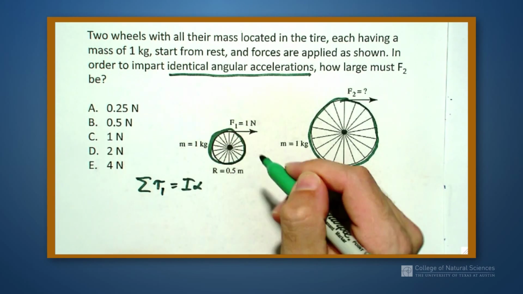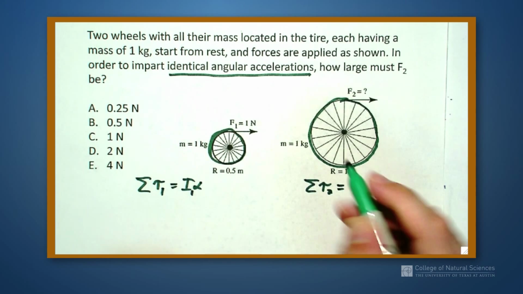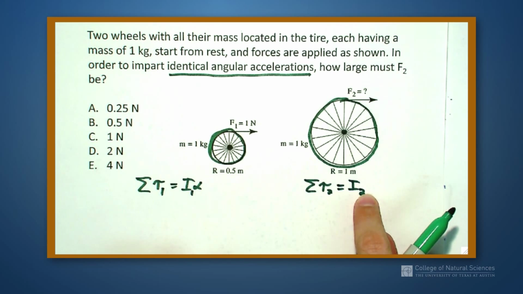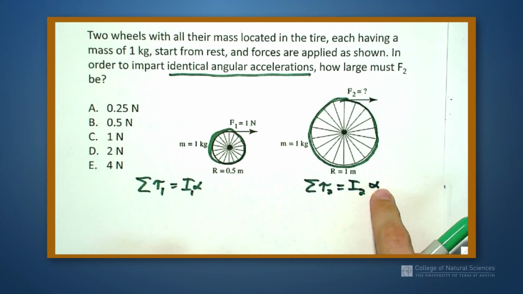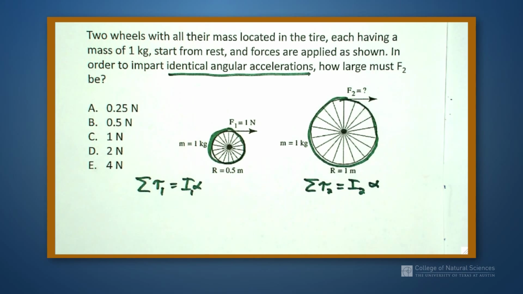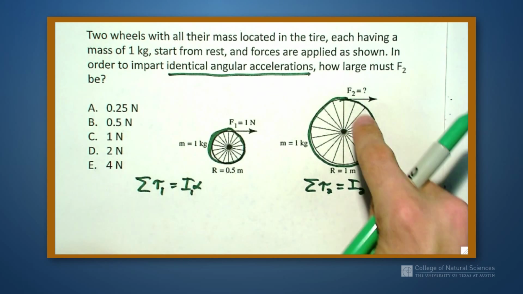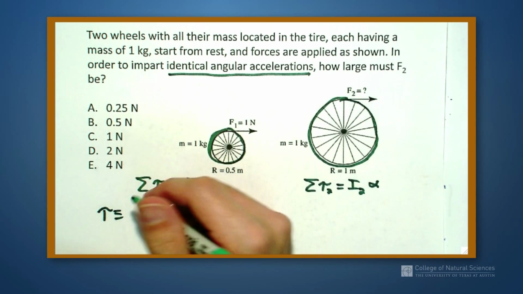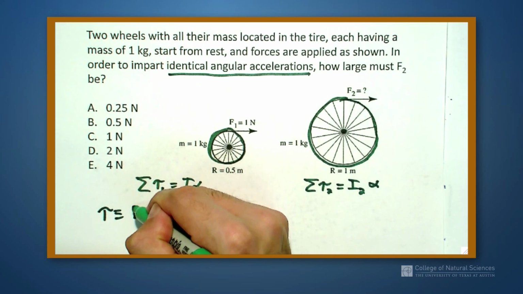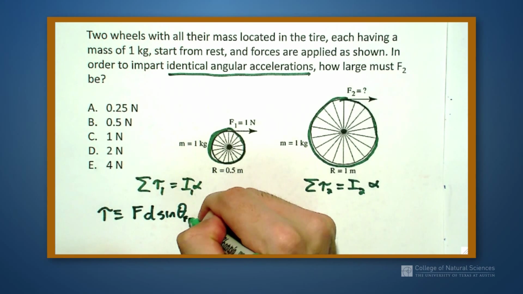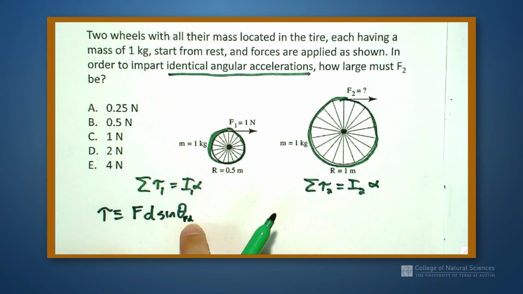My net torque 2, my net torque 1, moment of inertia 1, moment of inertia 2. So my net torque 2 is going to give me a moment of inertia 2 times my angular acceleration. So this net torque is going to cause this thing to rotate. They want to have identical angular accelerations, so I'm going to say that they have identical alphas. And I know that torque is defined, in a simple case, as force times the distance it's away times the sine of the angle between the force and the distance vectors.